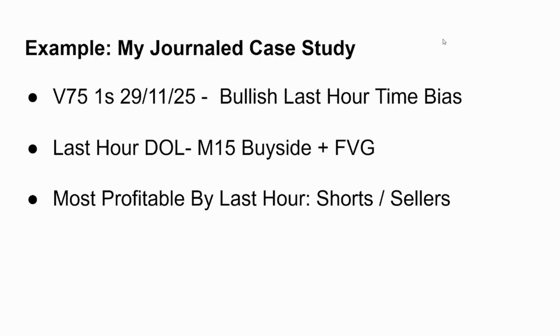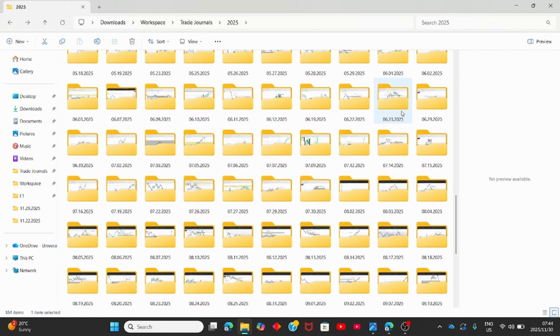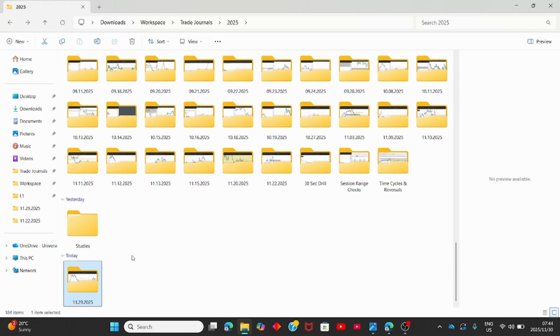So let's just go to my general case study. This is 29/11/25. This was on V75 1S, right? So from my trade journals, we're gonna start here and look at it here.